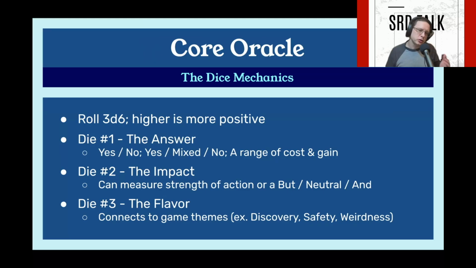Another way that you could use this, if you don't necessarily want to be measuring the impact of strength or action because it's kind of already set in the way that the action's happening, is you could use this in a similar way to the way that other dice systems have "and" or "but" options. The third die is primarily being focused on flavor.